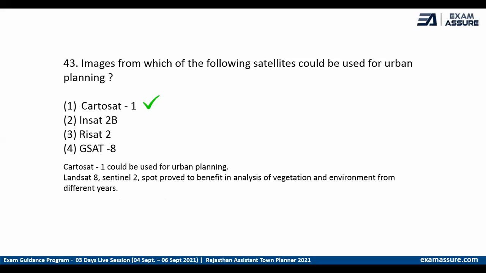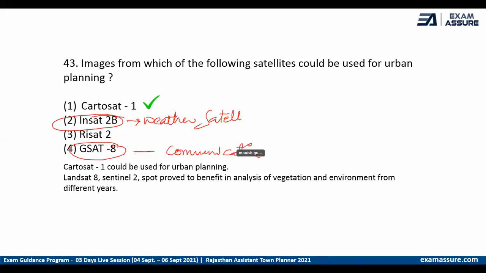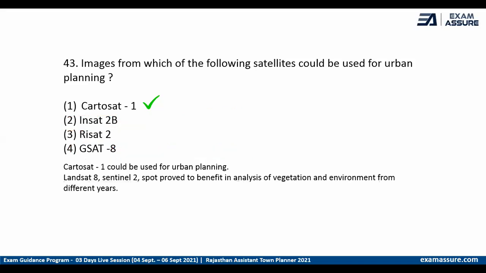Images from which of the following satellites could be used for urban planning? This is a question that has come in GATE also. Options अलग अलग भी होते हैं कभी कभी, but this is a question that has been asked. ठीक है, INSAT हमारा weather के लिए use होता है. ठीक है, तो ये हमारा satellite जो है urban planning के लिए we use Cartosat 1 का data images. ठीक है, and Landsat 8 and Sentinel 2 also sometimes we use for analysis of vegetation environment from different years. ठीक है, तो इनका भी data sometimes use basically land and environment vegetation के purposes के लिए.